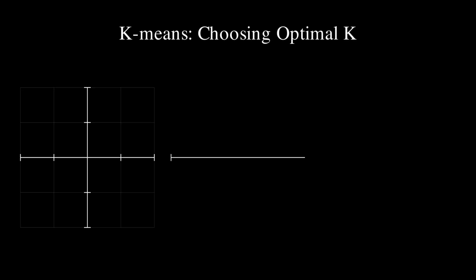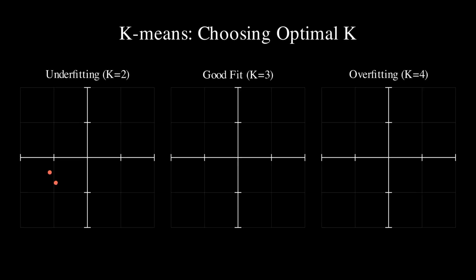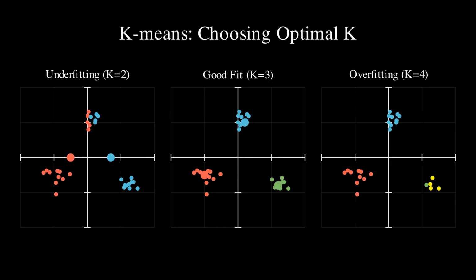Let's visualize what different k values mean in practice. In our first graph with k equals 2, we see underfitting, forcing 3 natural clusters into just 2 groups. This oversimplifies our data structure. With k equals 3, we achieve a good fit that matches the natural groupings in our data. But look what happens with k equals 4. We're artificially splitting 1 natural cluster into 2, a classic case of overfitting. Notice how the rightmost cluster gets divided, even though the points are naturally grouped together.